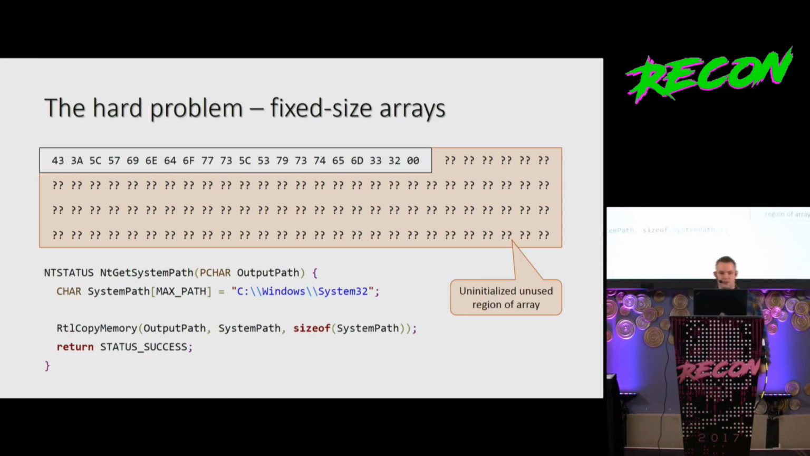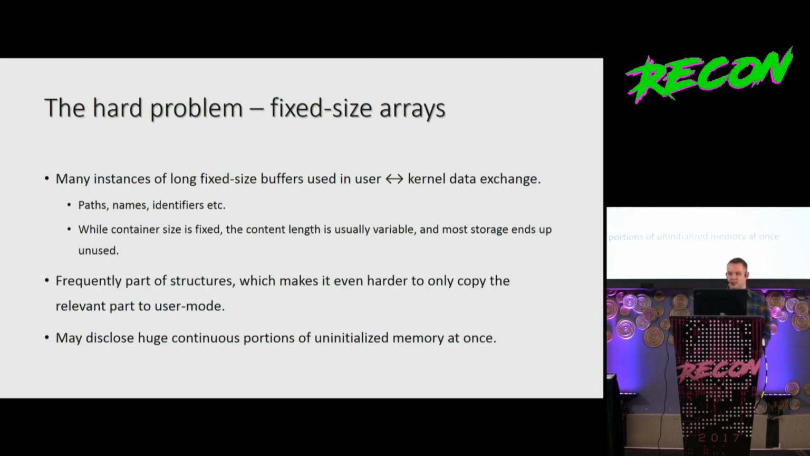Another example of such a problem is fixed size arrays. Here you have an example of a system call that in theory returns the system path. It uses an array that is fixed in size. It's very long, has like 260 characters, but it only uses a few of them. So the whole rest of this array is left uninitialized and also copied to user mode as a whole. And this is also very frequently seen in Windows.